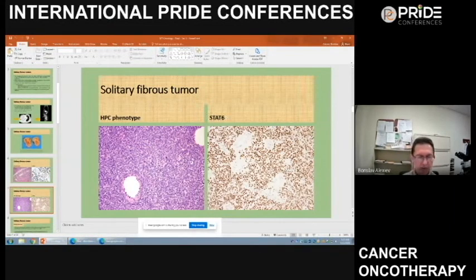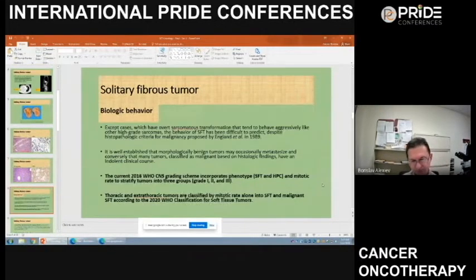The HPC phenotype is much more hypercellular with very little intervening stroma, the same type of branching staghorn vessels, and like the other phenotype, strong expression of STAT6 confirms the diagnosis.